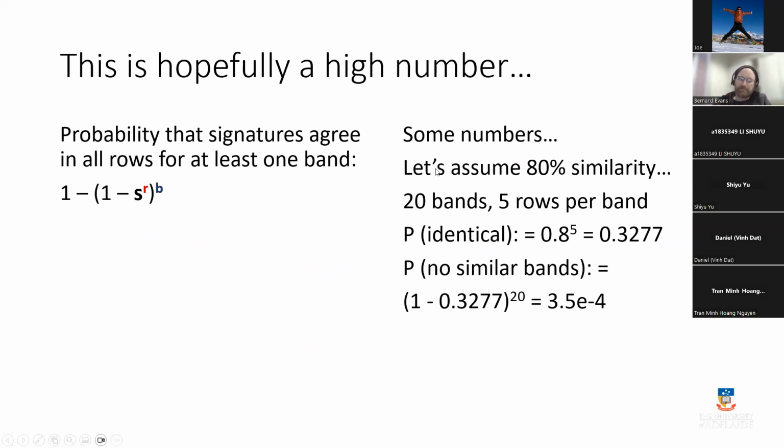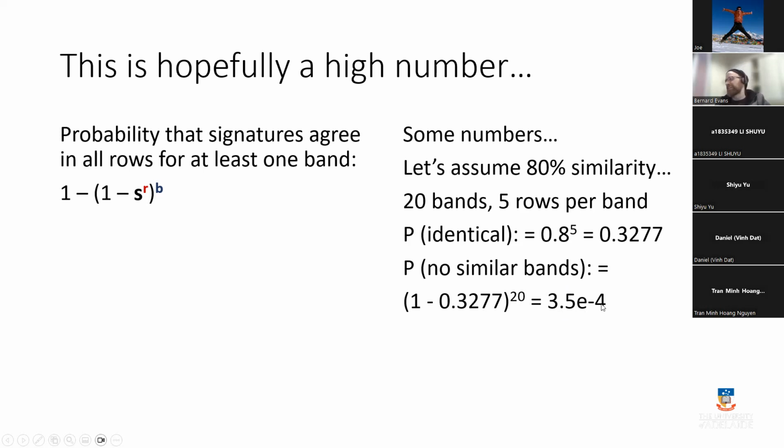So let's do some numbers. Let's assume 80% similarity. So we're going to say the documents are 80% similar, right? We have 20 bands and 5 rows per band. Probability that in any given band, they're identical is 32%, right? The probability that we have no similar bands is going to be 1 minus S to the power of R, to the power of B, which is 3.5 times e to the minus 4.